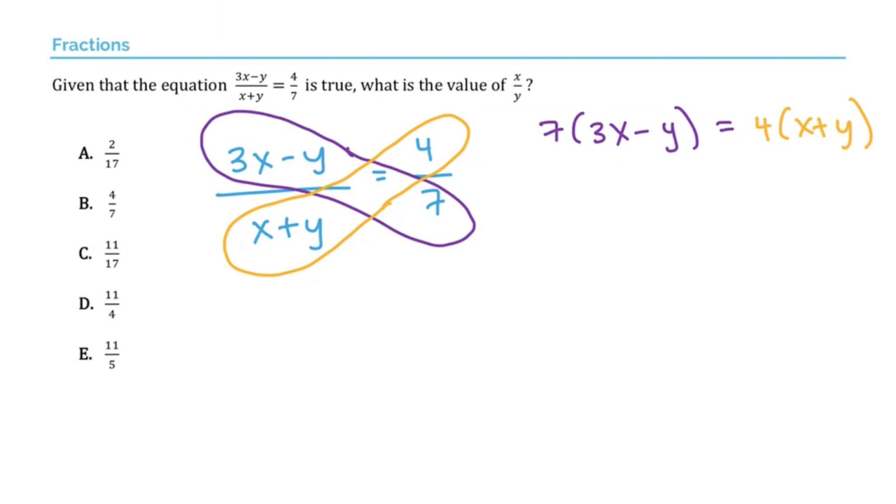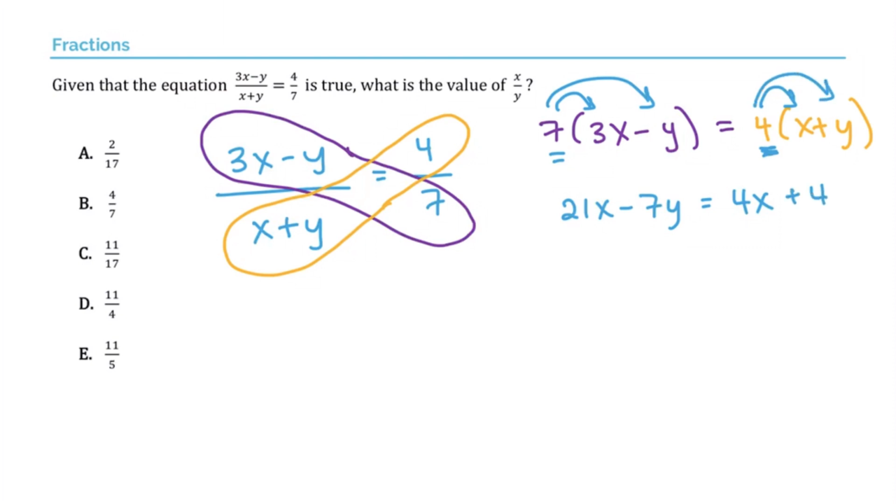Now let's be very careful with our distribution. So remember, we're going to do 7 times 3x is 21x. 7 times negative y is minus 7y equals, make sure you're careful again with your distribution, 4 times x is 4x. 4 times positive y is plus 4y. Now remember, the question is asking us to find x divided by y. So what I'm going to do first is kind of get all my x's together, all my y's together, and then I can move the y over to be with the x.